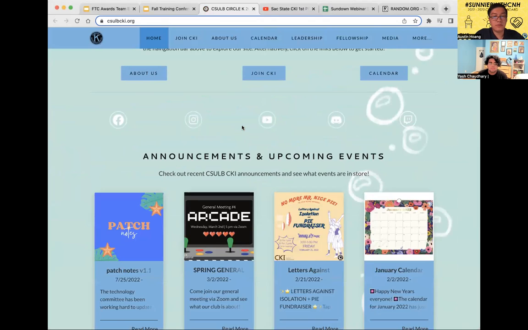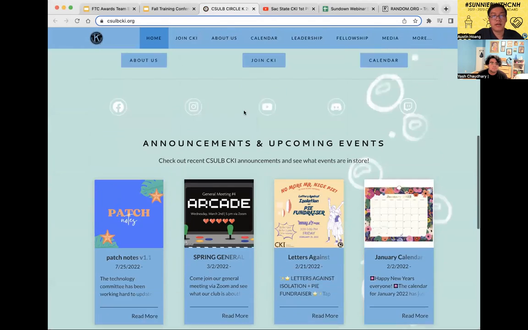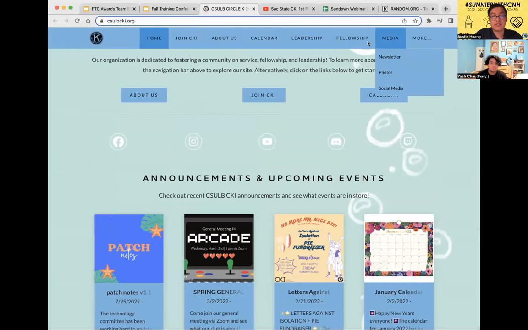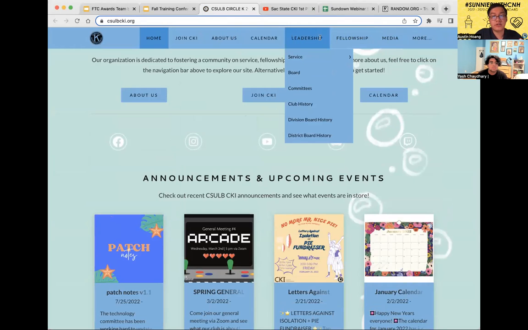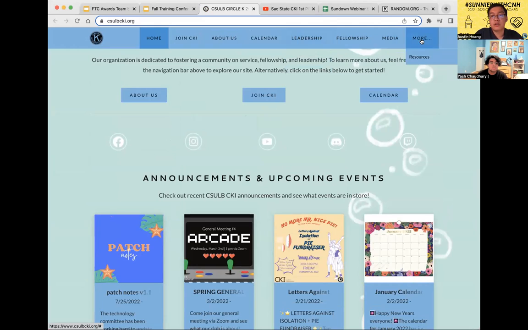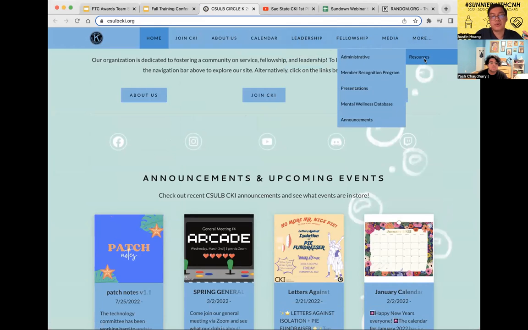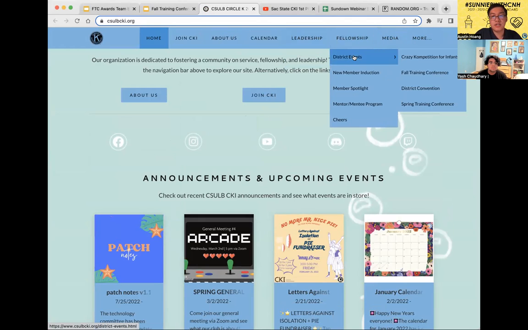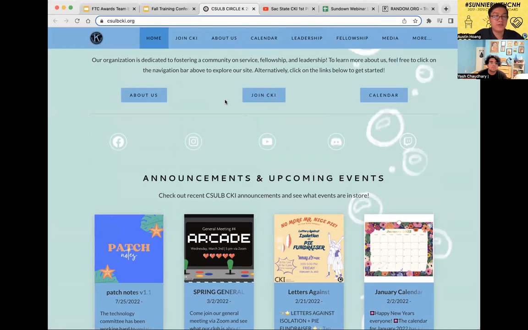So yes, here's the homepage, and one of the criteria was linking to district events. Of course, one criteria is resources. So here's the resources section. And as you can see here on the fellowship tenet, they promote district events. And yeah, feel free to visit the website in your own time.